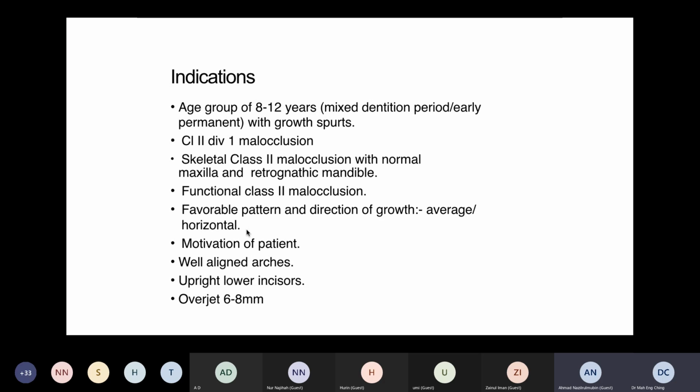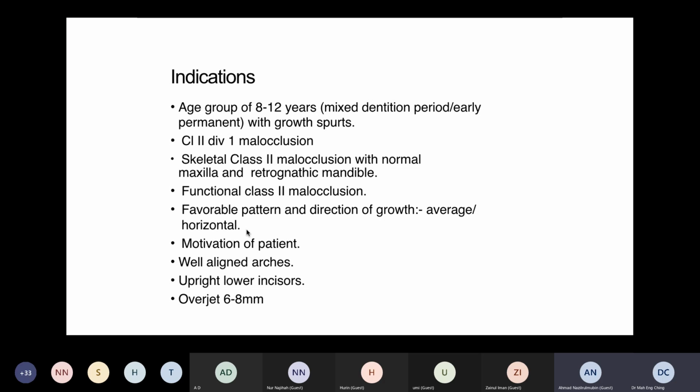So we ask the patients, what's the concern? Whenever a patient comes for the consultation, the first question I ask the patient is, what's your concern? So if the patient has no concern, then why are we doing treatment? Sometimes the same for the kids, although they're still young. If the kid doesn't care about anything, then it's very difficult to get compliance. So the motivation of the patient is very important.